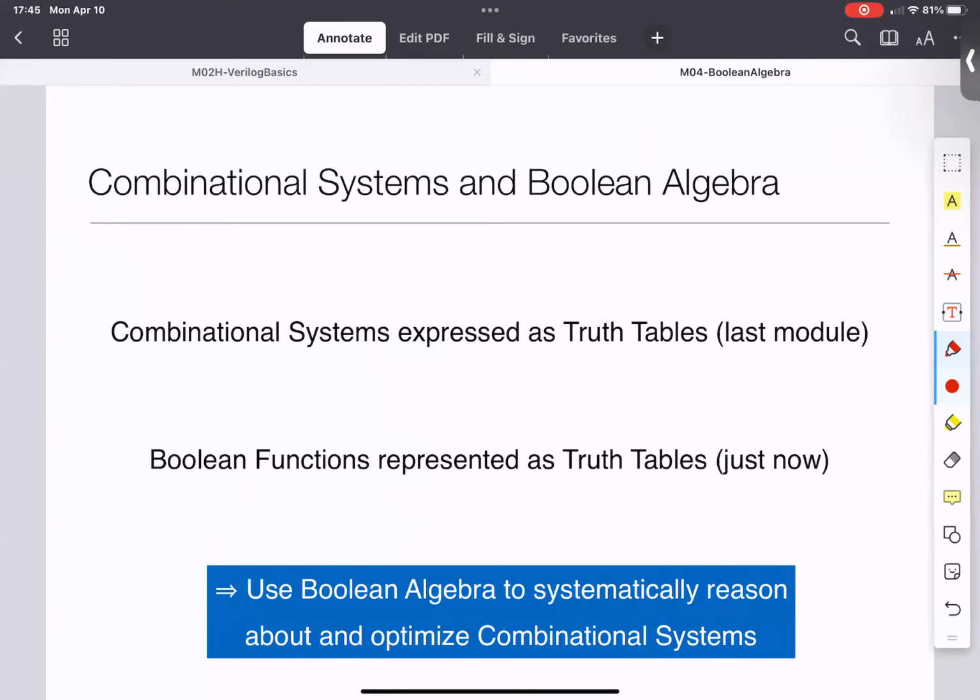I can ask, are these two combinational systems doing the same thing? I can do all those kinds of things while staying in the world of Boolean algebra. If I give you two circuits and ask you whether they are the same, you can always make the truth tables and compare them. If the truth tables are the same, they are doing the same thing. But as we saw, truth tables can be so huge that you can't represent them. With Boolean algebra, by applying the rules of algebra, I can answer those kinds of questions.